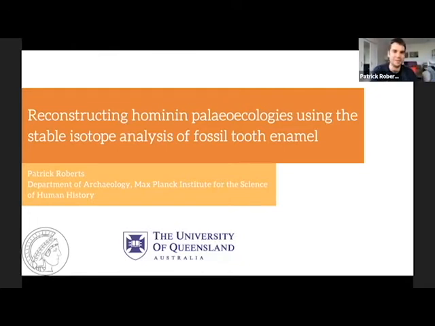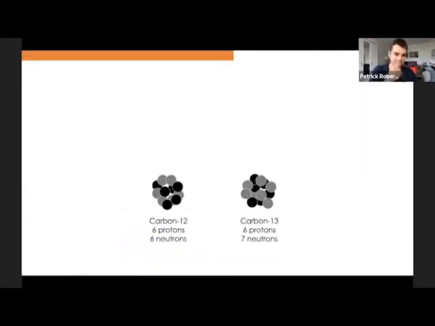So I'm going to talk a bit about how we use stable isotope analysis of fossil tooth enamel to reconstruct things about past hominin ecology and diet as well. And I think the best place to start then really is at the ground floor, if you like, at the beginning. And this is the fundamental principle of why do isotopes work? Why does stable isotope analysis provide interesting insights?